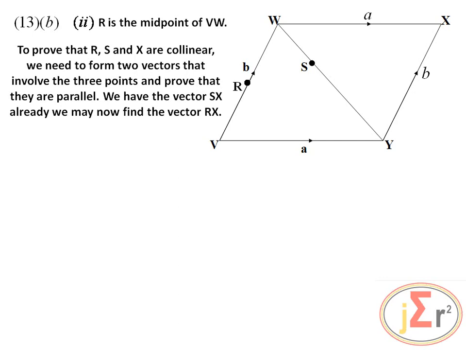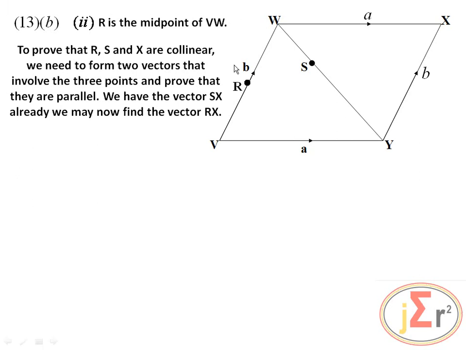In order to determine that R, S, and X are collinear, or any 3 points for that matter, we need to form two vectors that involve the 3 points and prove that they are parallel. We have the vector SX already. We may now find another vector.